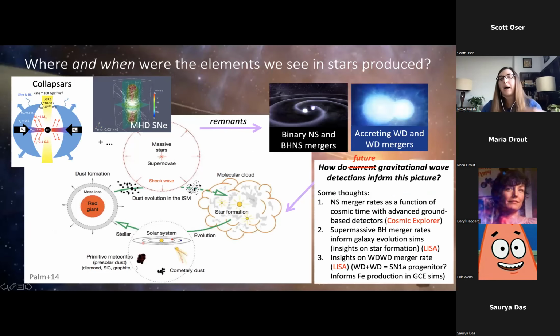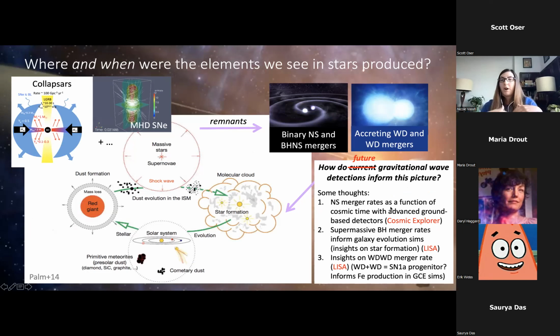So now that I've used this as an example of how gravitational waves can inform the picture of nuclear astrophysics and where and when the elements are forming, I'm just going to have some thoughts here on what future detections might be able to do with other things like LISA and the Cosmic Explorer.